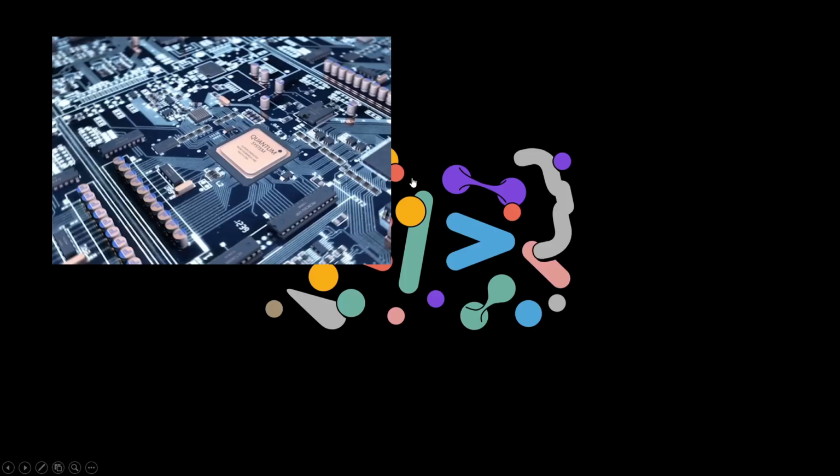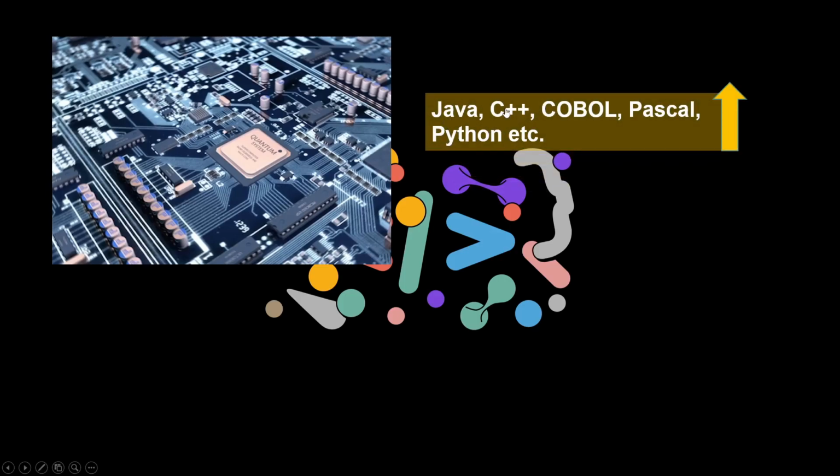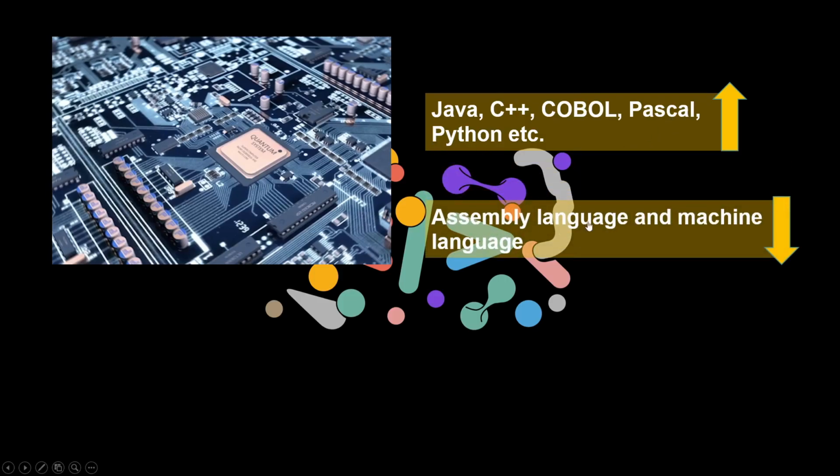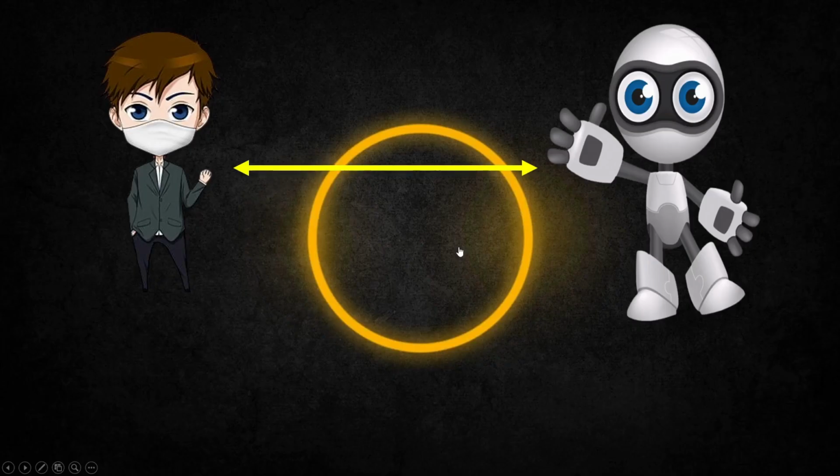A lower degree of abstraction, on the other hand, requires more effort from the user. In this case, you must be aware of all internal computer details. High-level languages include Java, C++, COBOL, Pascal, and much more, while low-level languages include assembly language and machine language. There is one more level known as mid-level, which is neither high nor low.